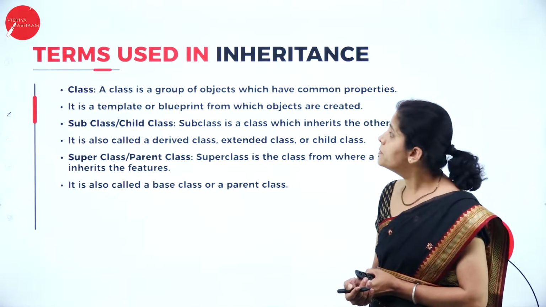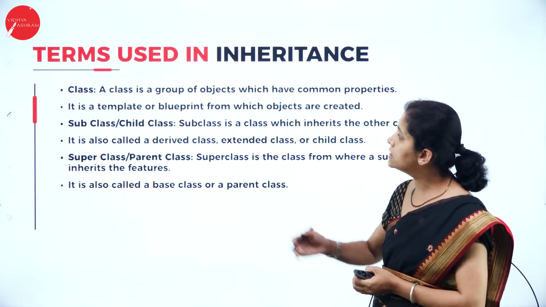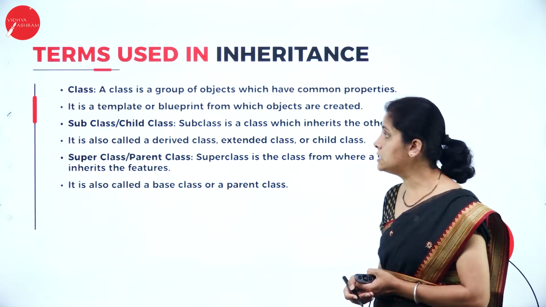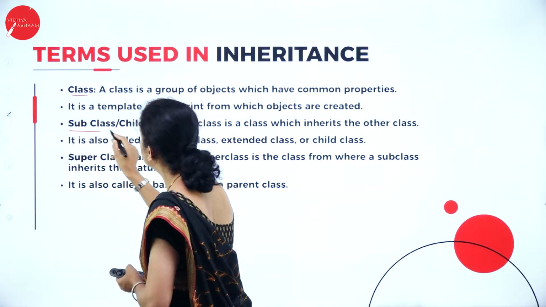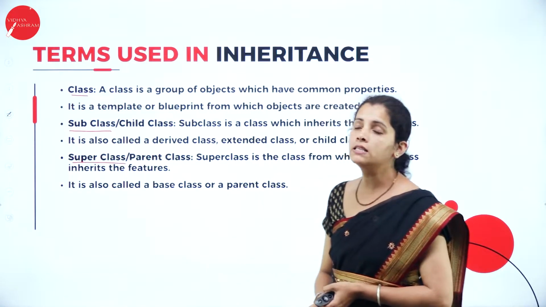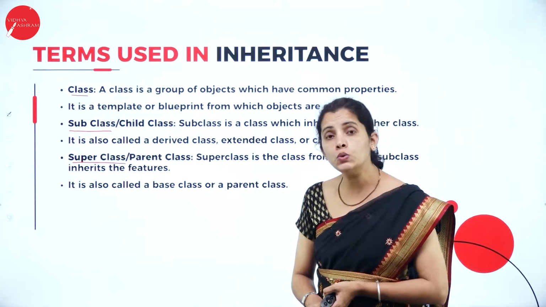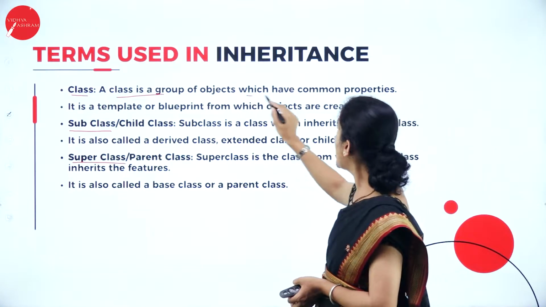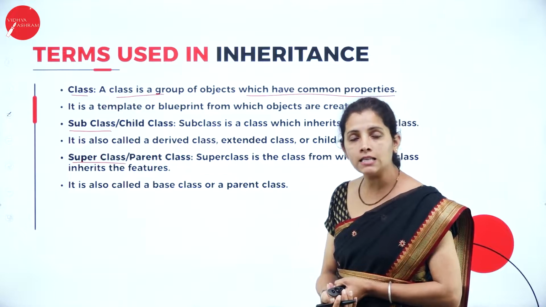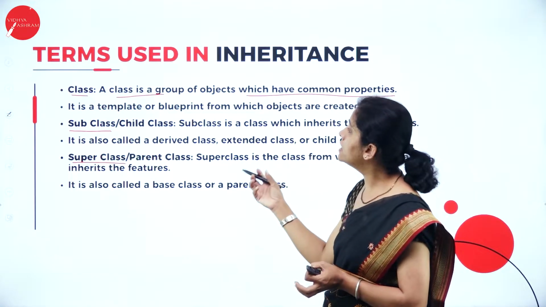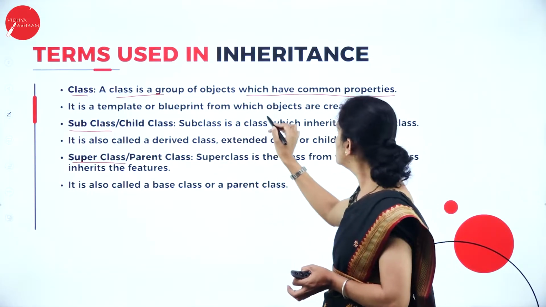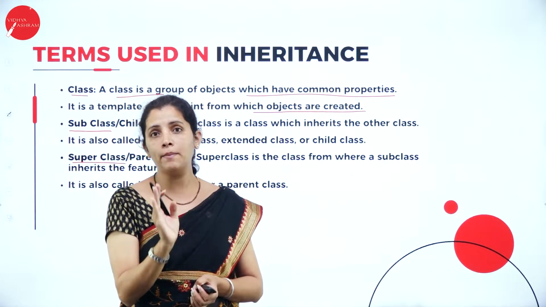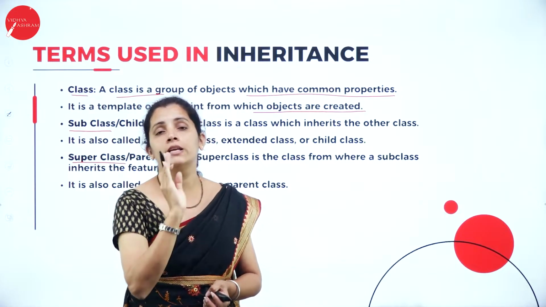Now, the terms used in inheritance. So, what are the terms I'm going to encounter while dealing with inheritance? That is class, then subclass, superclass. So what is a class? A class is a way used to group the objects. So a class is a group of objects which have common properties. And a class is nothing but a blueprint, or a template from which objects are created. In the sense, a class is nothing but a blueprint or template. From the class, I'm going to create the object.